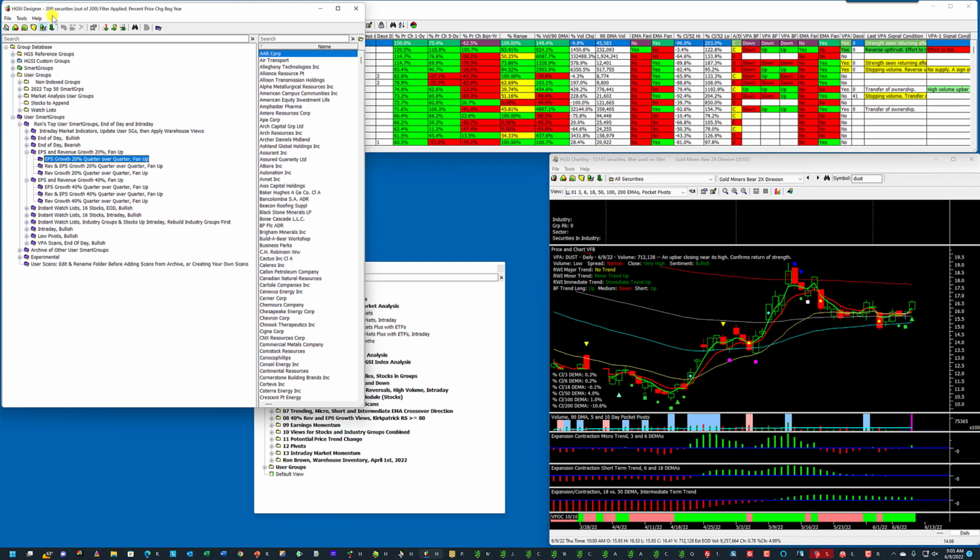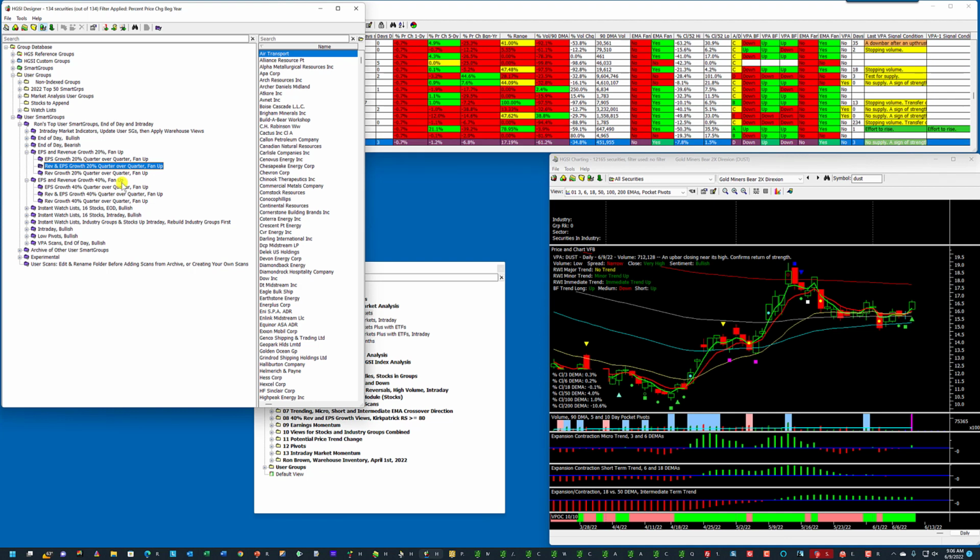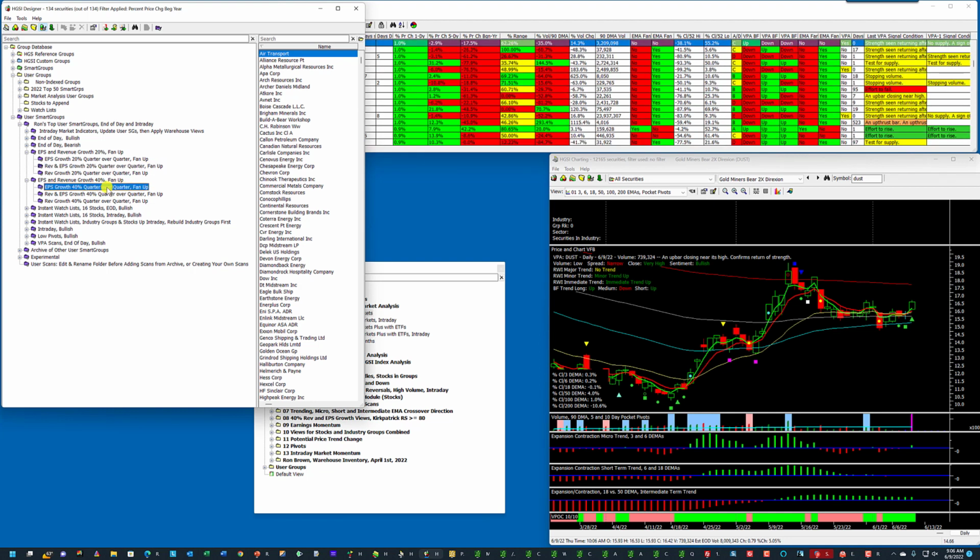So on this one, you can see there's 200 stocks. When I require both, it cuts it down to 134. Revenue only is 185. So these are good growth numbers, but I decided to put a 40% growth requirement in here also, in case you really want to look for strong growth.